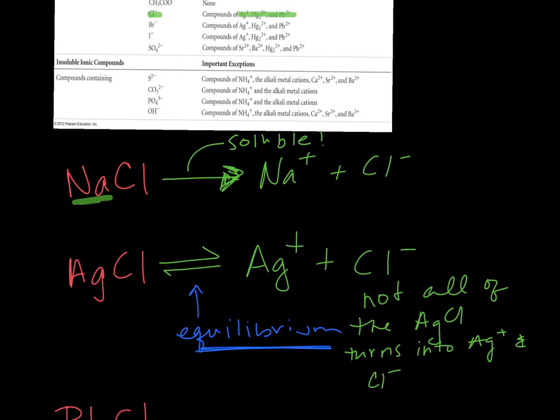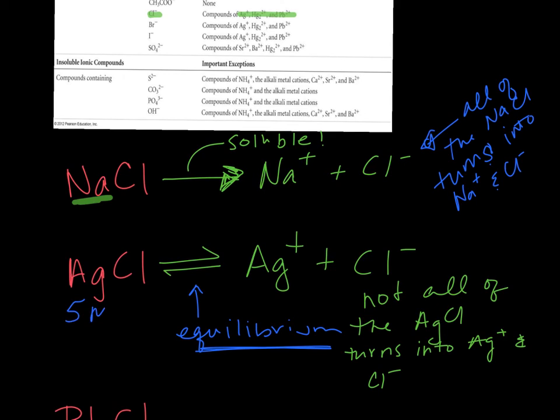See, up here with the sodium chloride, all of the NaCl turns into sodium ions and chloride ions. But with something that's insoluble, you get very, very little. So, for example, if I had 5 molar silver chloride, I might get 0.000001 molar silver ion, and the same for chloride. And every single insoluble substance dissolves to a different degree.